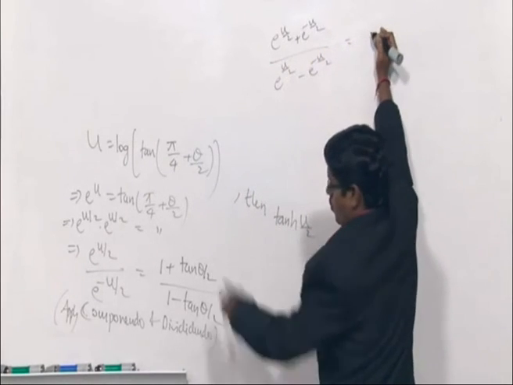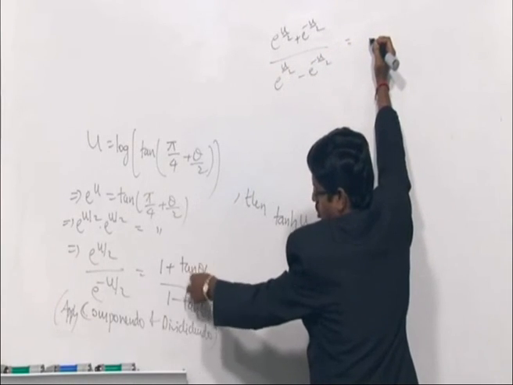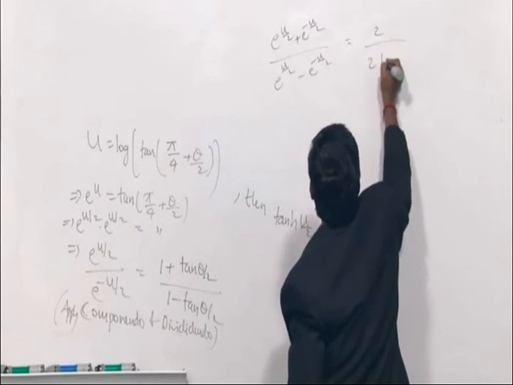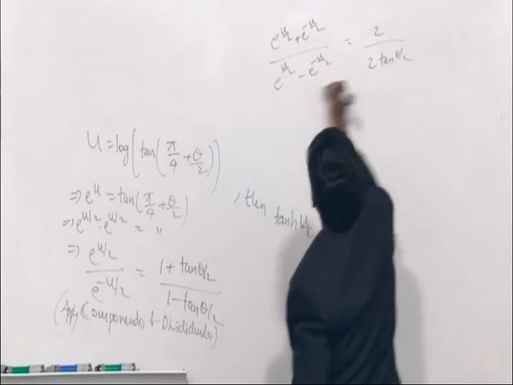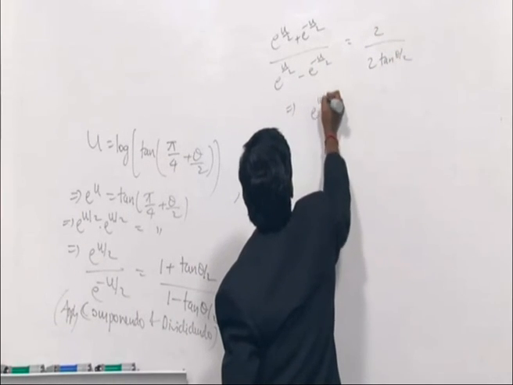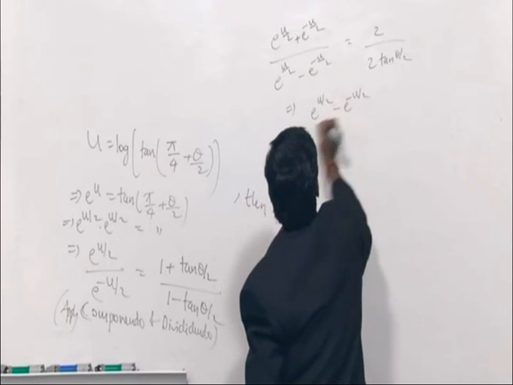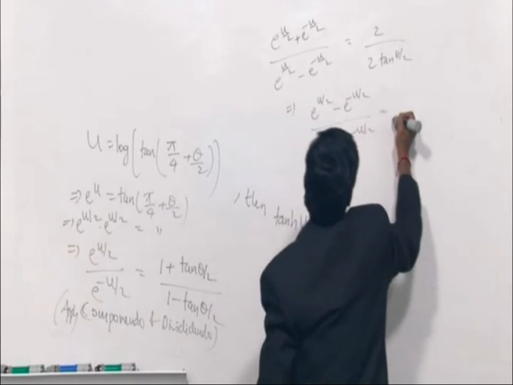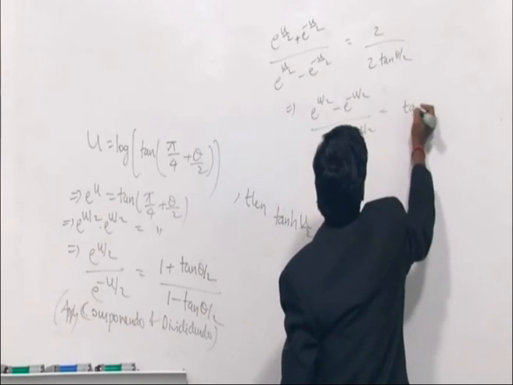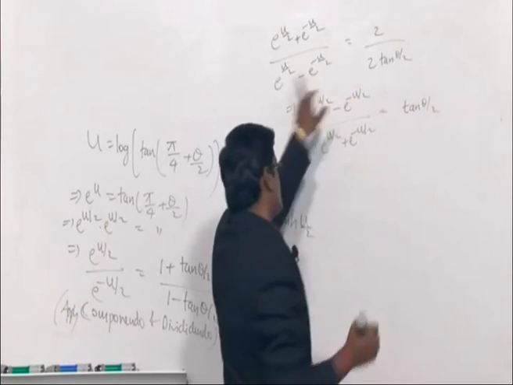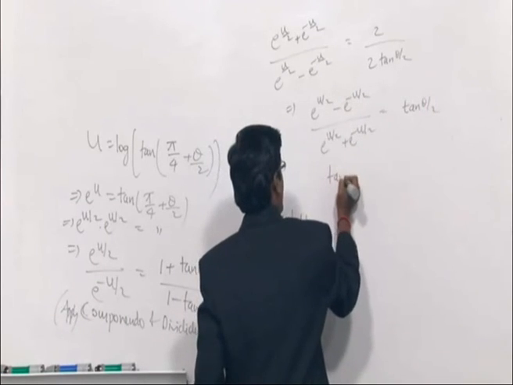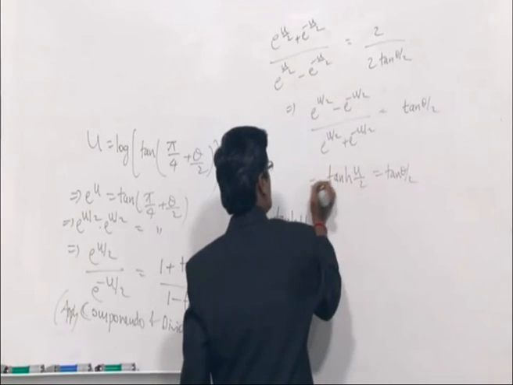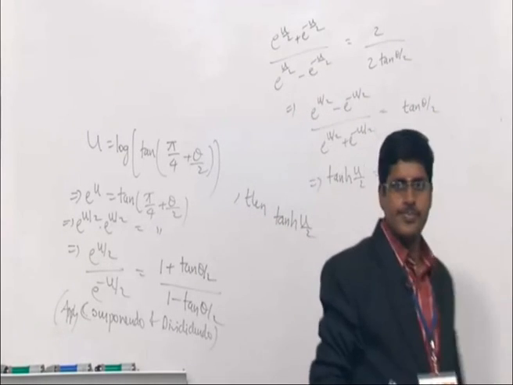Like this, 1 plus a, add the numerator and denominator, which gives 2. Subtract the denominator from the numerator, 2 tan theta by 2. And this again you reverse, taking the reciprocal on both sides, is equal to, 2 cancelled, tan theta by 2. Why did I take the reciprocal again on both sides? This is in the form of tanh. Tanh u by 2 is equal to tan theta by 2. For this again reverse on both sides.